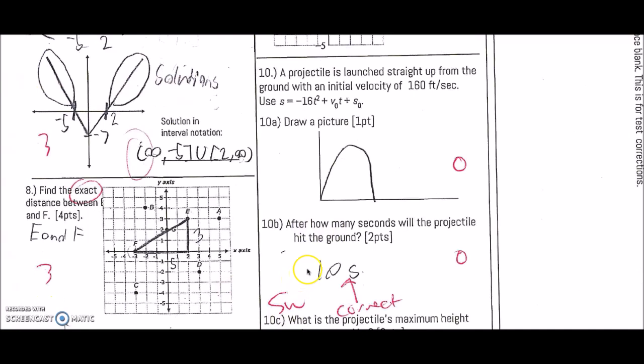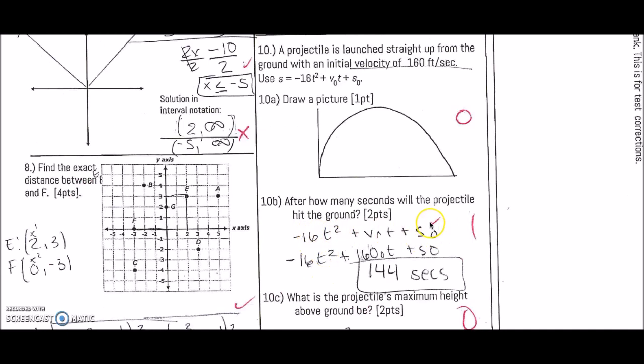Here's an example of student work with the correct answer, 10 seconds. I told them it's correct, but I gave them a 0 because they need to show work. I'm not sure if they got that from the calculator, or if they copied it. This student had the correct equation there, so there's a check mark, 1 point. I'm not sure how they got 144 seconds.